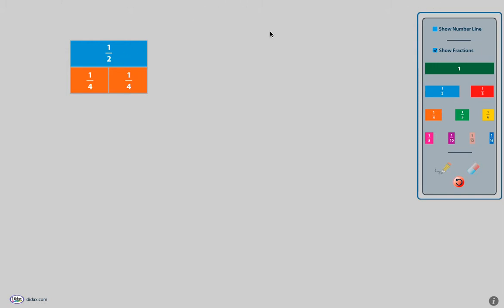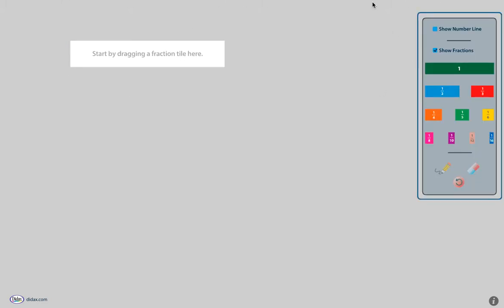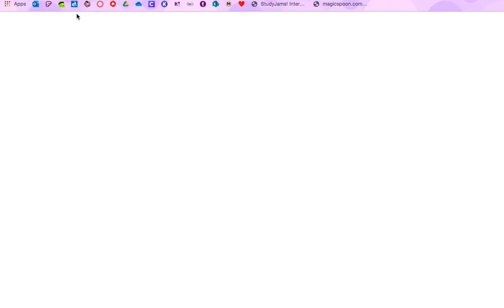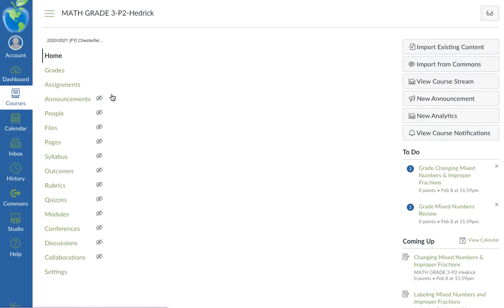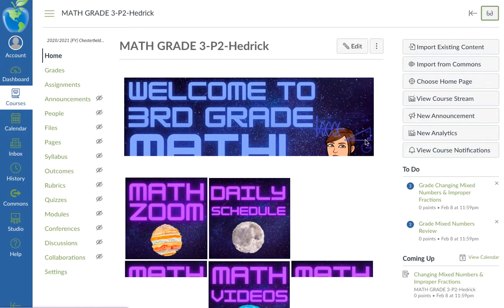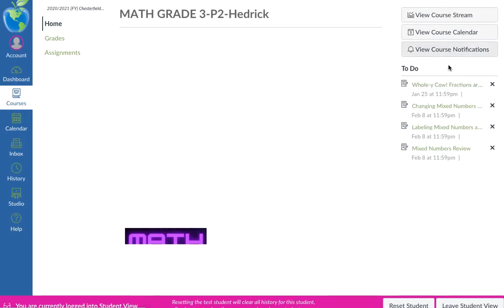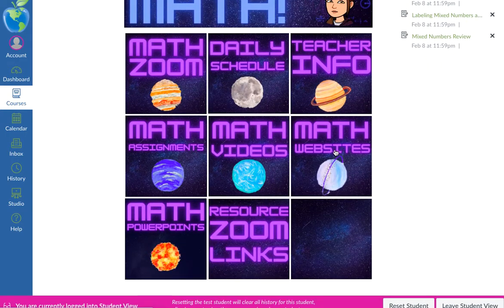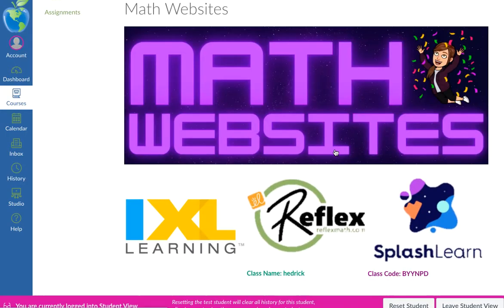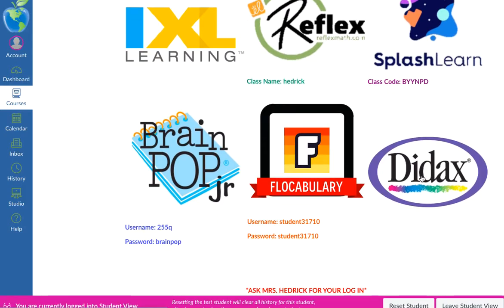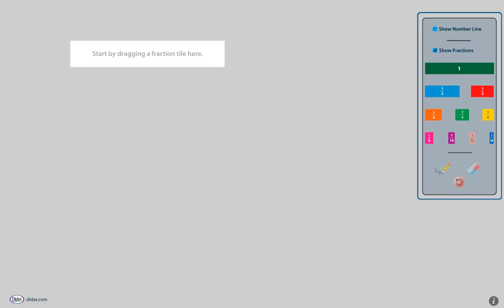I will attach this app to the assignment as well. I also have it attached to Canvas already for you guys. So if you go to your math, and then you go to websites, it is already up here. So if you click it, it'll take you right to the website. So those are the fraction bars online that they can use. And again, I will attach this to the assignment.